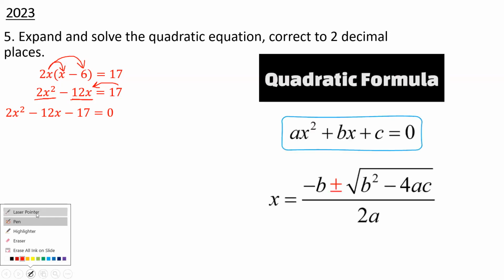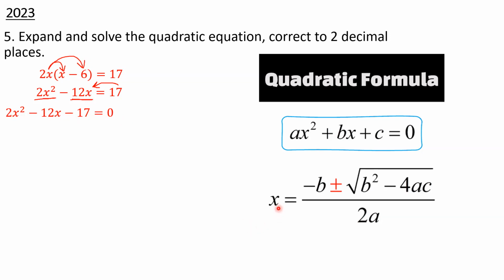The quadratic formula applies if we have a quadratic equation expressed as ax squared plus bx plus c equals 0. That's why I wanted to send the 17 over, so that we have 0 on this side and the equation is ready for the application of the quadratic formula. As we can see, a is the coefficient of x squared, b is the coefficient of x, and c is the constant.